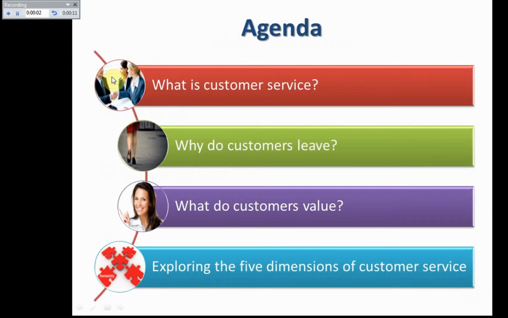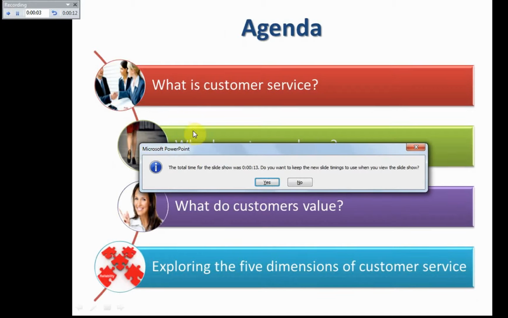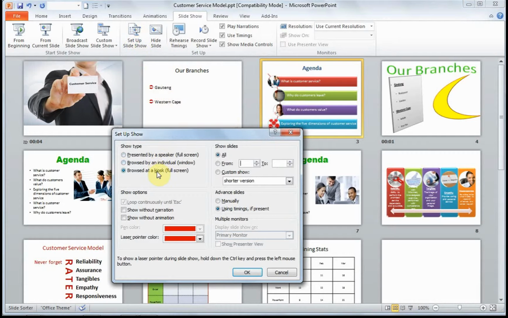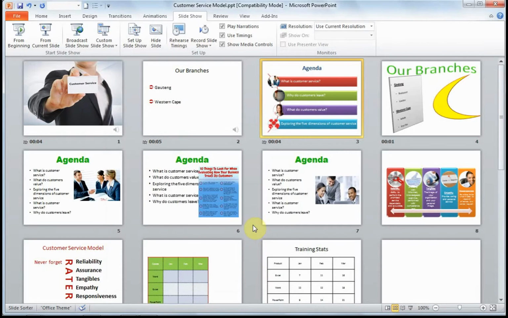Once completed, you need to push Escape. It asks me if I want to keep the new slide timings. I'm happy with this, so I'm going to click on Yes. As you can see, at the bottom of each slide in Slide Sorter View, it's showing our timings here. So just to recap, set up slideshow, choose Browsed at a Kiosk, and use the timings we've just created. And now your presentation is ready to self-run.